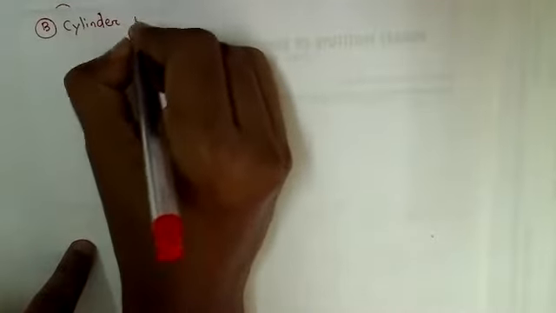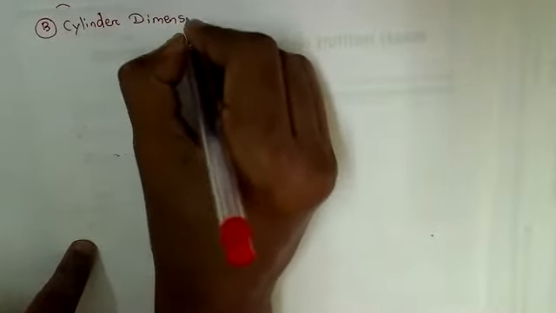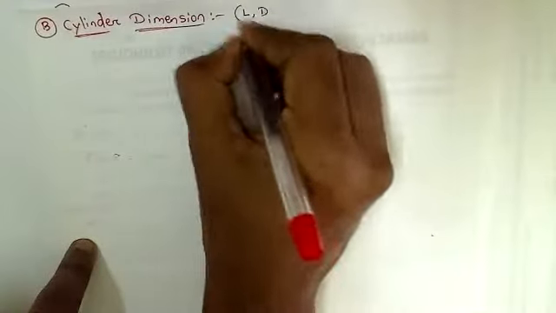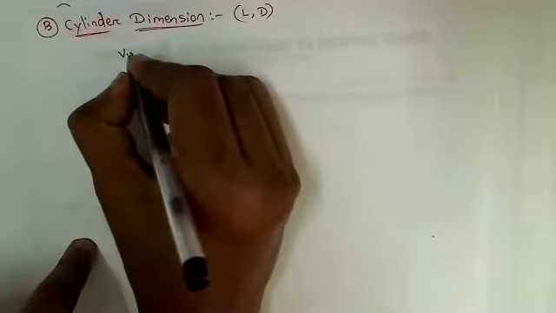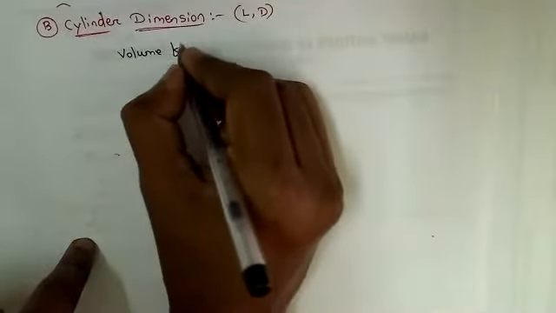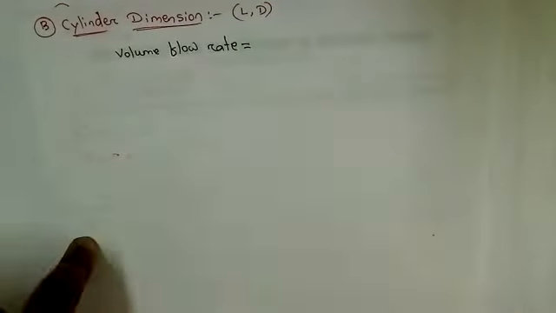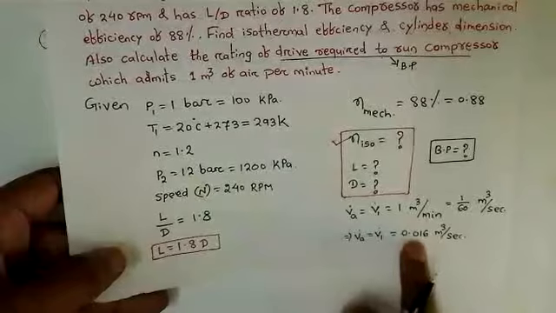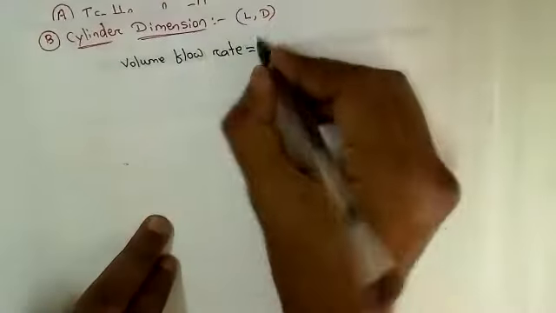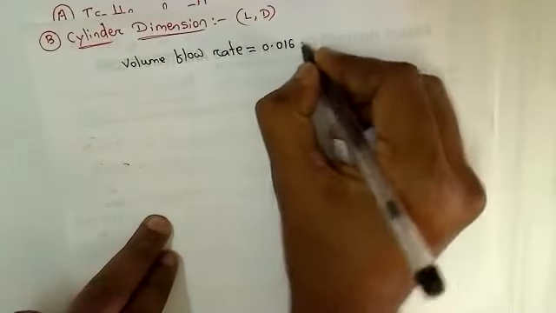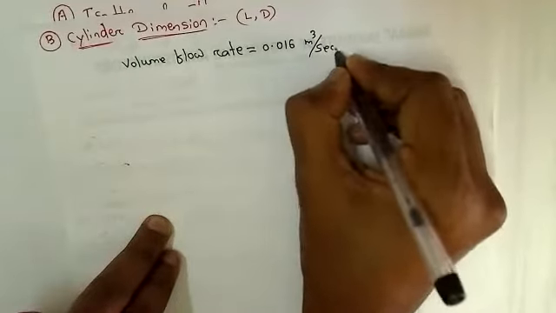Second part is we have to calculate the cylinder dimension, that is, length and diameter. In this question, the volume flow rate or air flow rate is given as 0.016 meter cube per second.